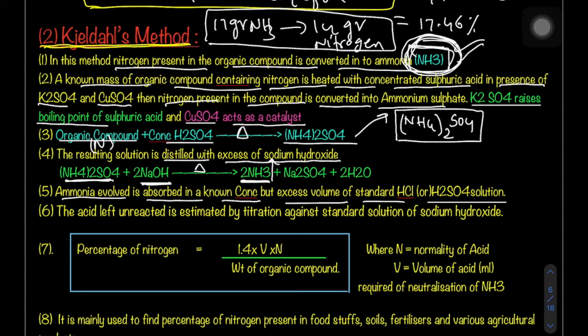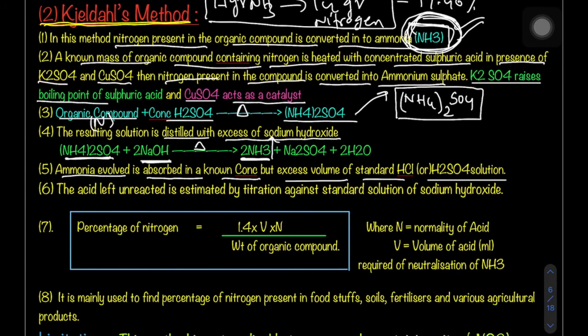17 grams of ammonia has how many grams of nitrogen? 14 grams. Suppose I calculate the mass of ammonia, then it is easy to calculate the mass of nitrogen, from which we can calculate the percentage of nitrogen. Are you getting my point? Now here, we are using the standard solution of HCl or H2SO4 in excess quantity.